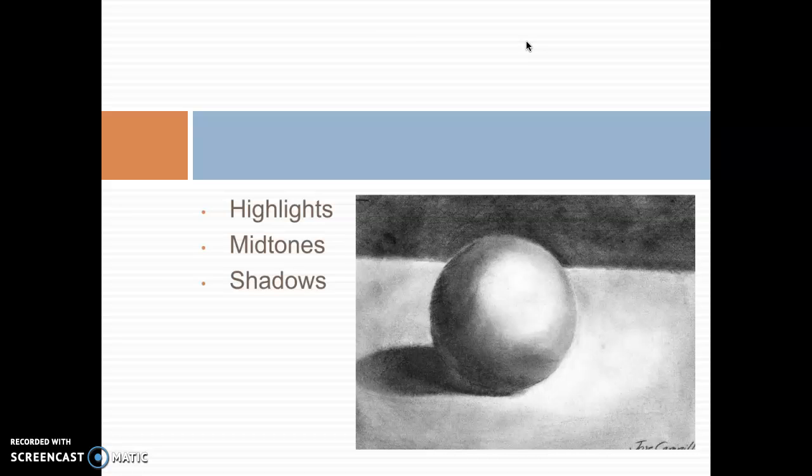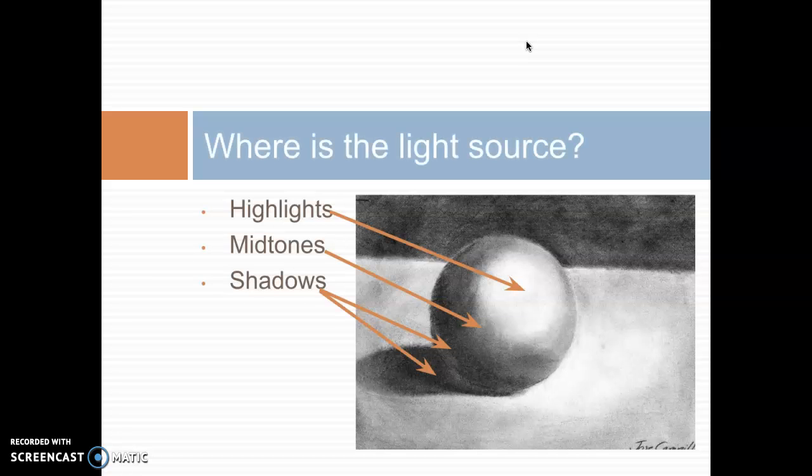If you see a drawing here of a sphere, the reason this object looks three-dimensional, or that it has height, width, and depth, is because the artist rendered highlights, which are the lightest part on the drawing, our midtones, and then the shadows, which are the darkest part of the drawing. So, can you tell where this light source is coming from?